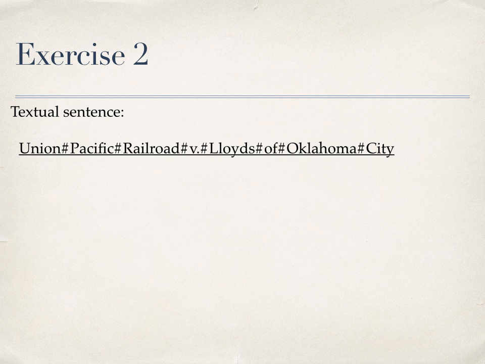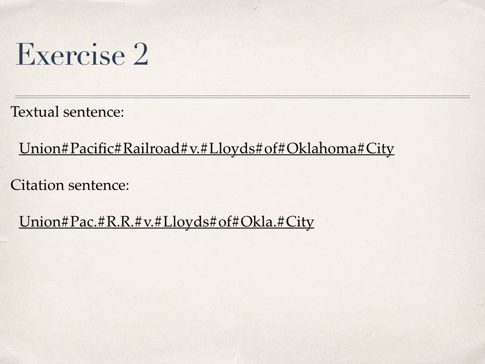Now let's look at that case name in a citation sentence. First, you should have started with your answer for the case name in the textual sentence, as 10.2.2 requires us to abbreviate anything listed in 10.2.1. From there, we can further abbreviate the case name. Starting with the first party, we have Union Pacific Railroad. I know I'm now going to need to look up each and every word in this party's name in T6.